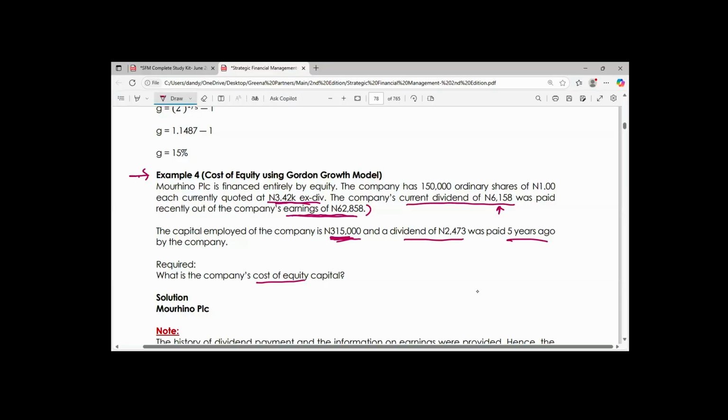Therefore, I need to first of all go and calculate the growth rate using Gordon growth. I will also calculate growth rate using historical pattern of dividend payment. Once that is done, then the share price given to us, 3.42 naira, is already ex-div, so there is no need for me to make any adjustment. However, I need to determine from this question whether I want to use par value or absolute value.